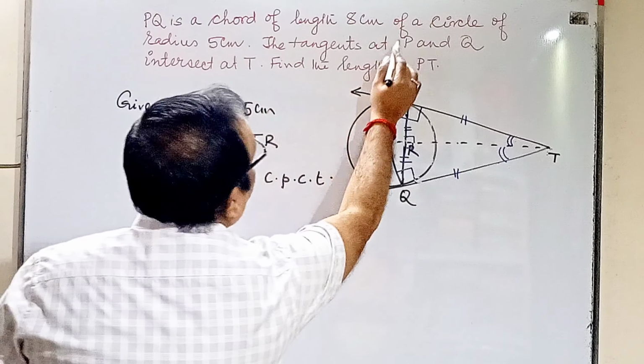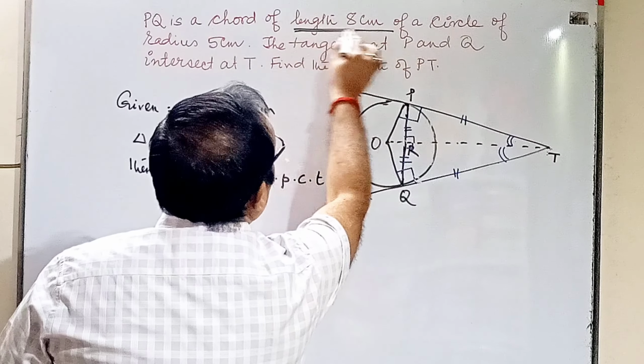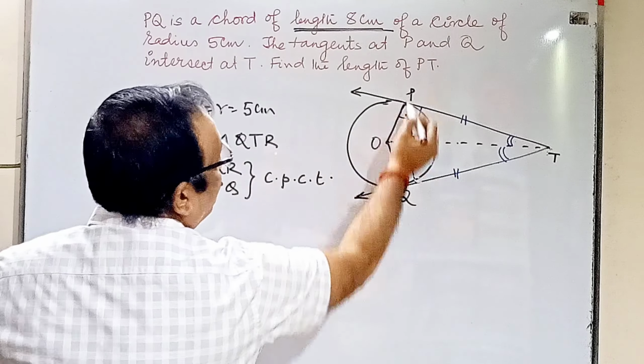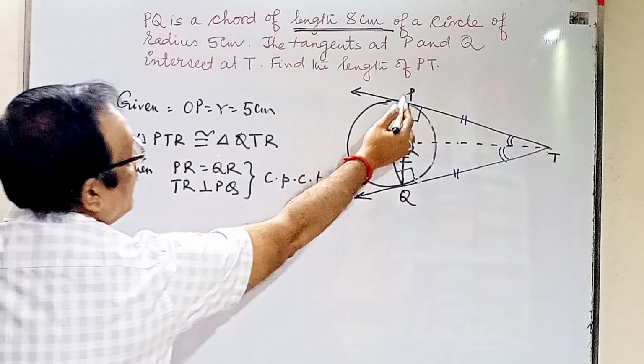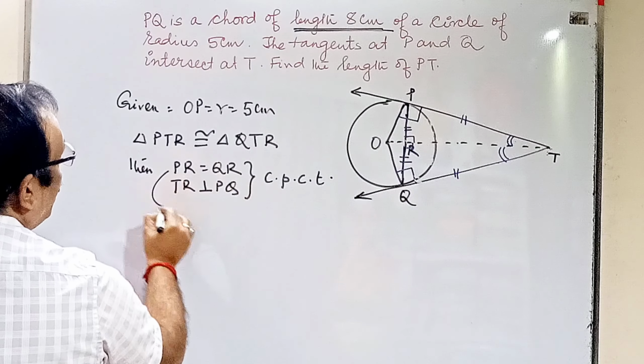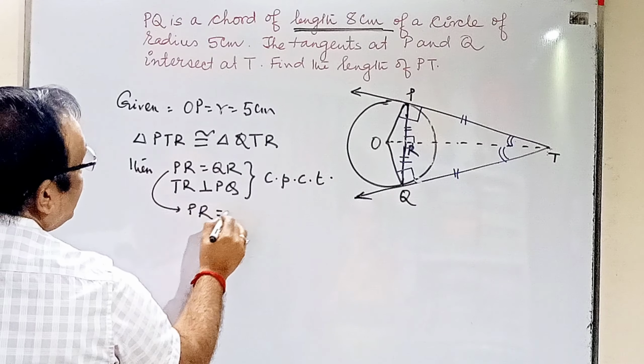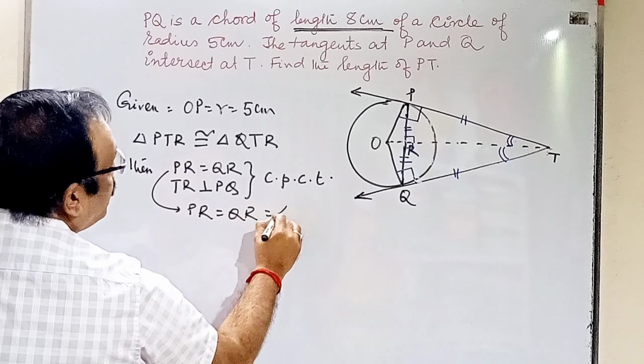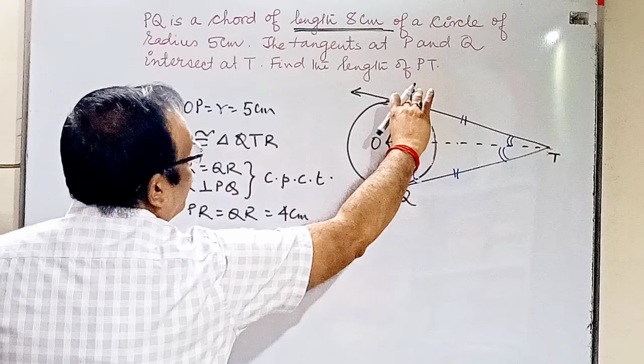Since the length of the chord PQ is given as 8 centimeter, and since R is the midpoint, PR is equal to RQ. So I can say PR is equal to QR, equal to 4 centimeter each. This is 4, this much is 4.